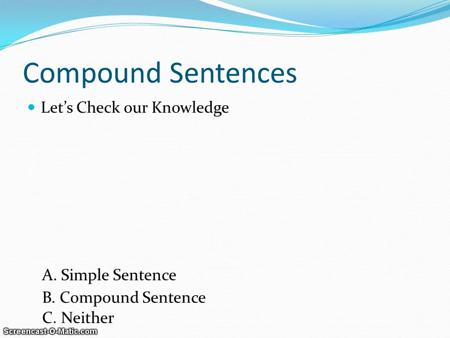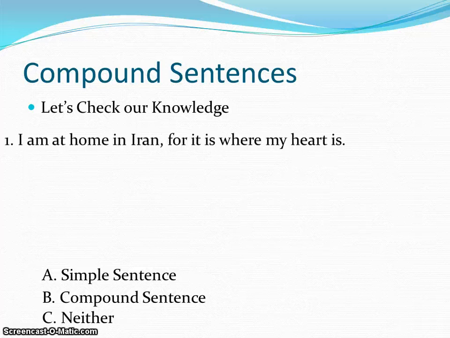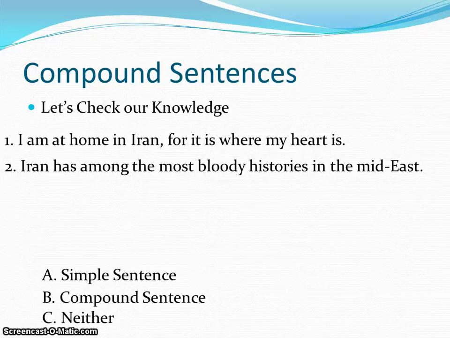Let's do a quick knowledge check. We're going to determine whether these are simple sentences, compound sentences, or neither, i.e. there's some sort of fragment. I am at home in Iran, for it is where my heart is. This one is a compound sentence. What about number 2? Iran has among the most bloody histories in the Middle East. This one is a simple sentence.